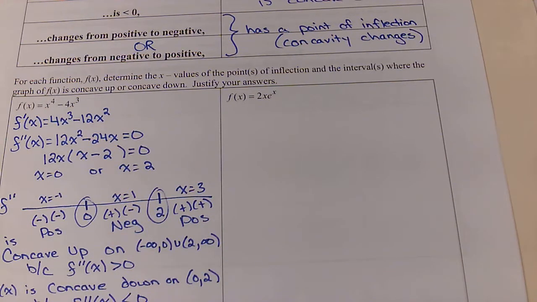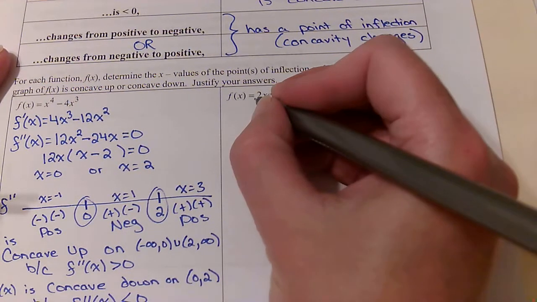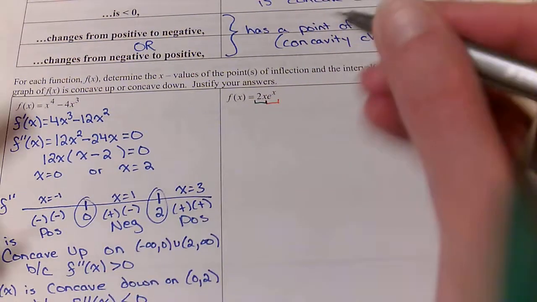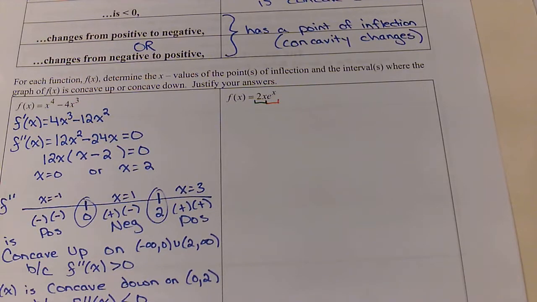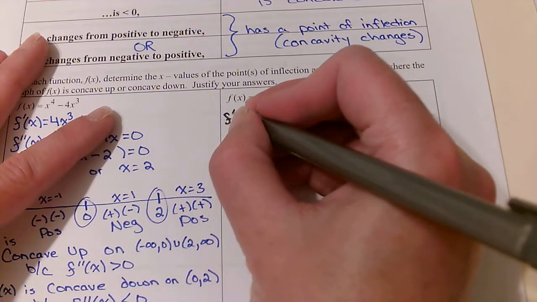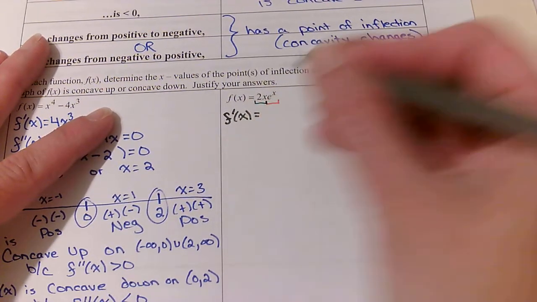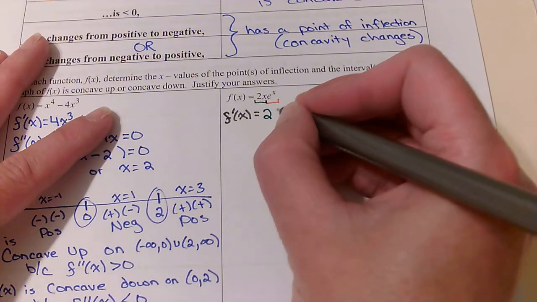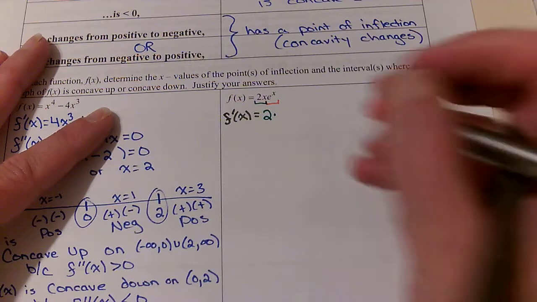Next example. Ooh, we get to review product rule. So this is made up of 2x and e to the x. So, first time through, f prime. We're going to take the derivative of the first times e to the x, just like it is.